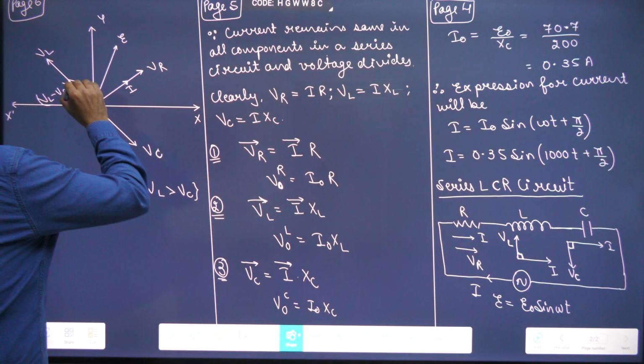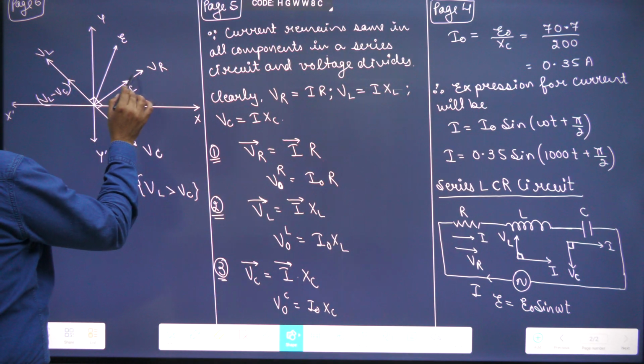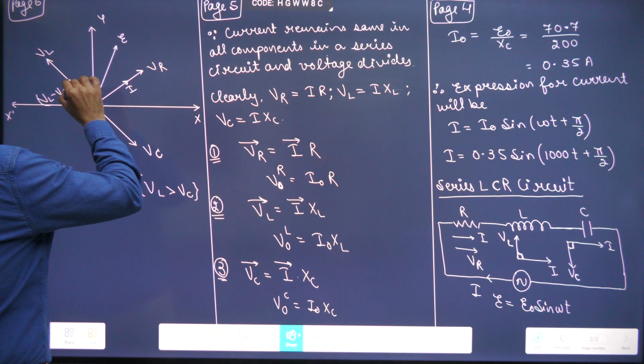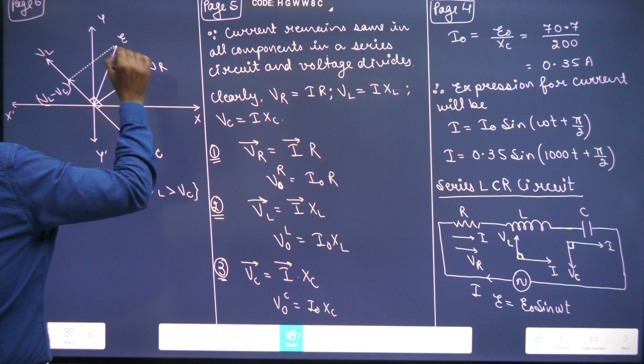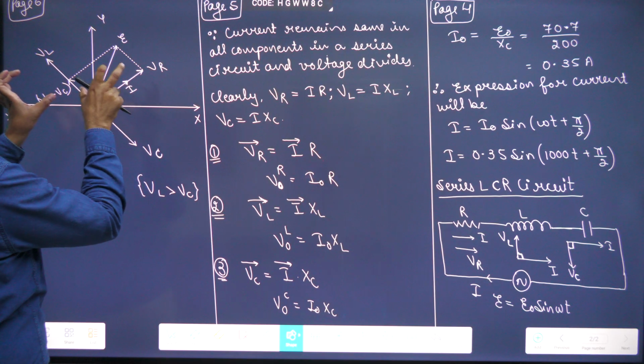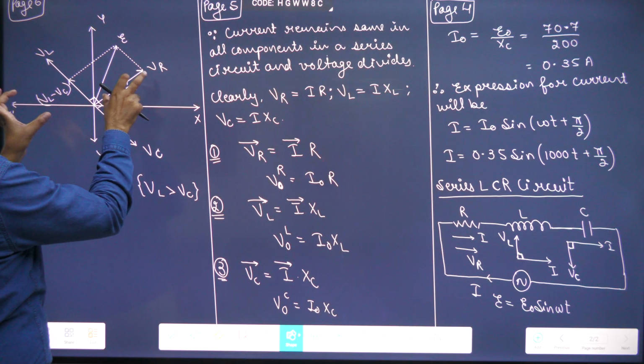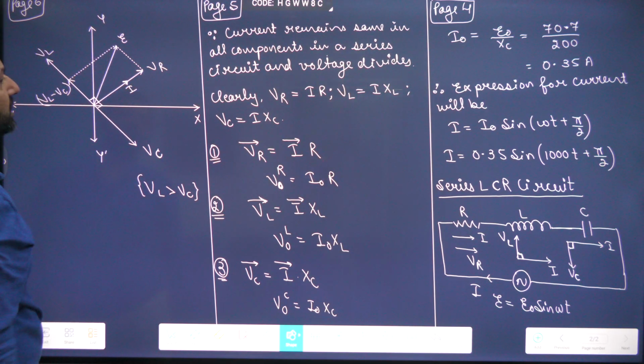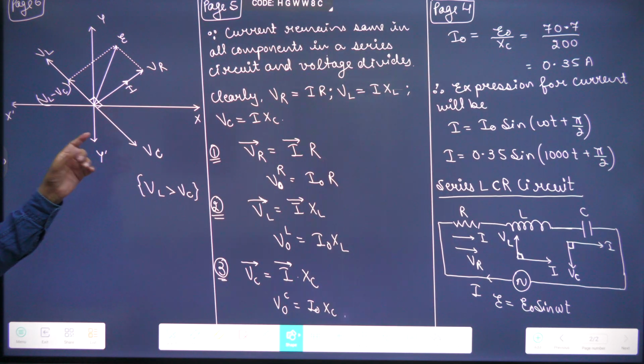Now we add it vectorially. Vectorially we are following the parallelogram law of vector addition. So like this, join it like this, and join it like this. So the resultant, the addition of VR and VL minus VC, will be equal to E. Is this clear? Yes. Okay. This phasor diagram is very important, so you have to learn it.